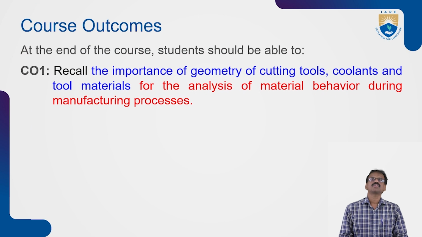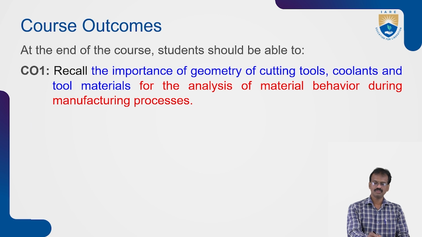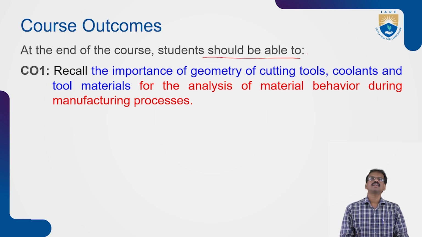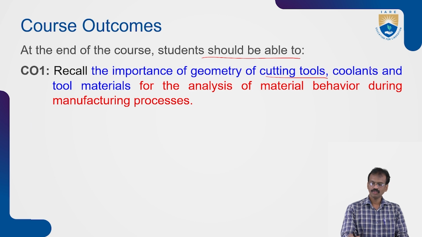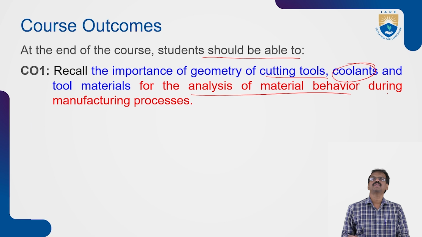So this is the course outcome related to this topic. At the end of the course, the students should be able to recall the importance of geometry of cutting tools, coolants, and tool materials for the analysis of material behavior during manufacturing processes.